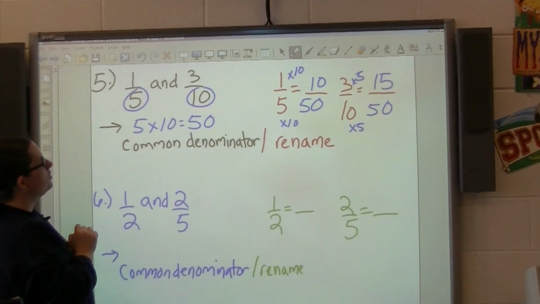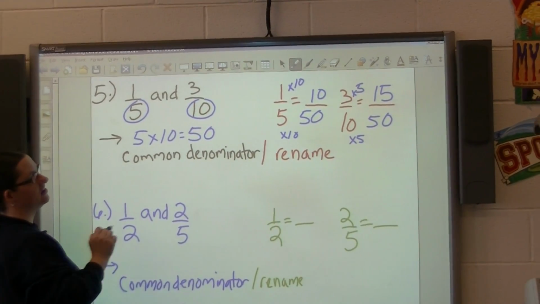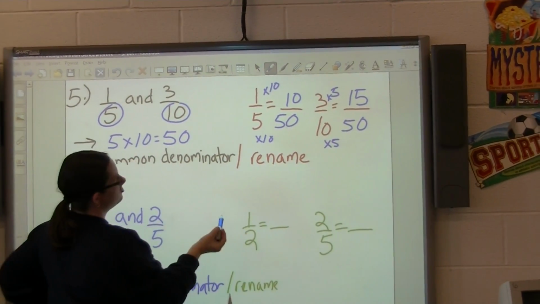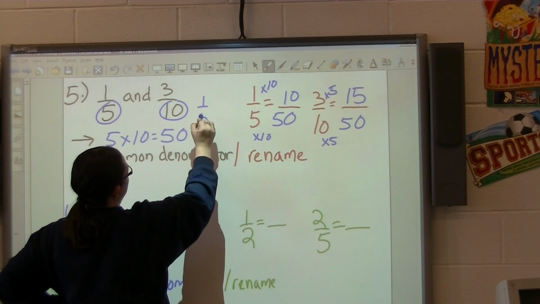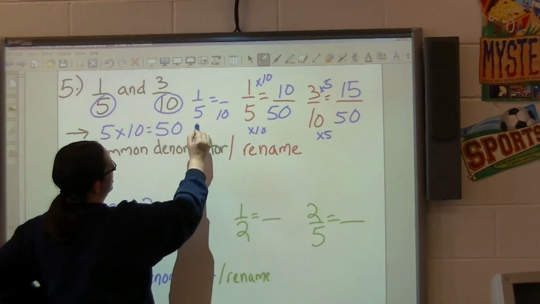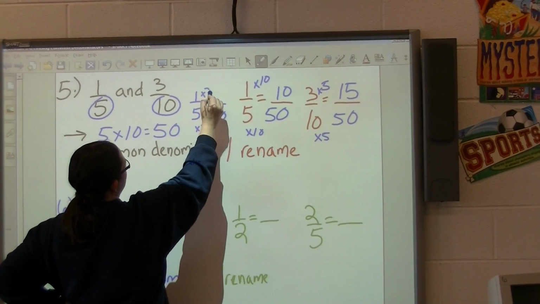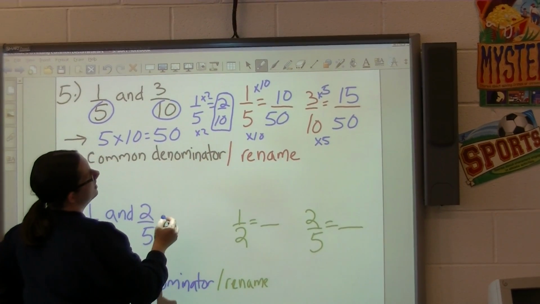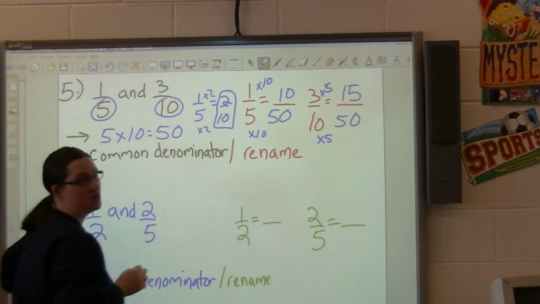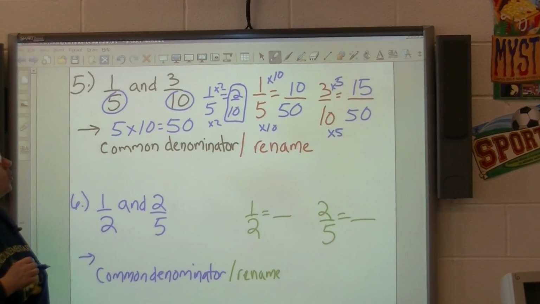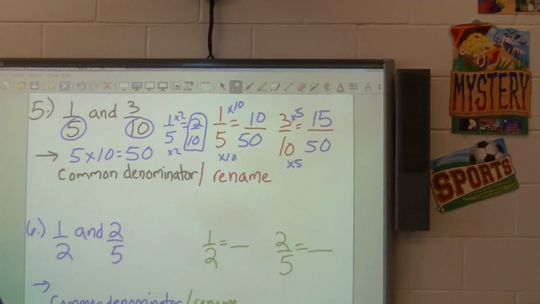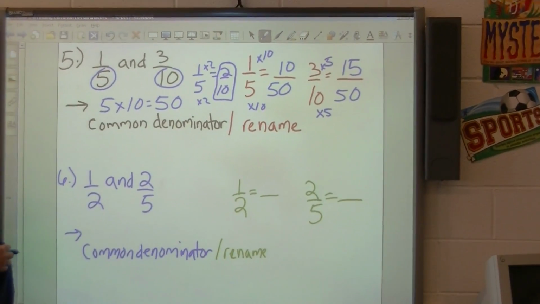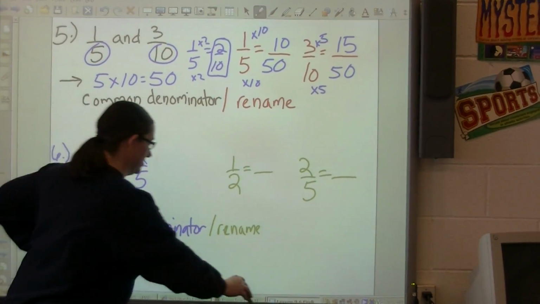Okay? Or, like I said before, we could have just left 3/10 and changed 1/5 to something out of 10. 5 times 2 gave us 10. 1 times 2 would give us 2. So we could have had 2/10 and 3/10. We could have used either way. Okay? So when it comes to your practice tonight, you will be able to make that choice if it is available. Okay, let's go to number 6.